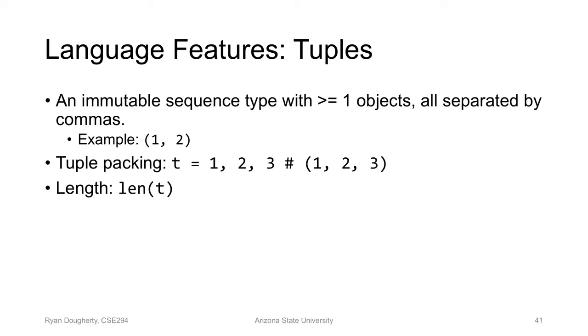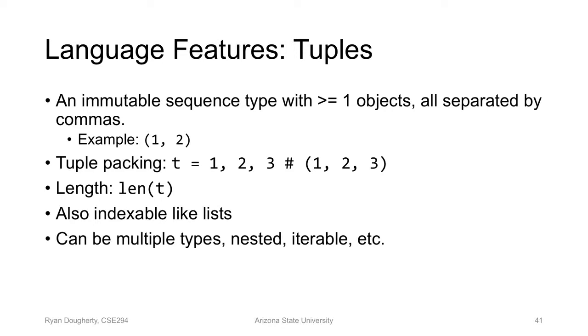Just like pretty much all sequences, you can do a len on this. It's indexable, so you can say T of 0. It works the same way. Also, multiple types, nested iterables, so you can do pretty much exactly the same thing as with a list, but the only thing different now is that, obviously, it's at least one object, non-empty, and immutable. So you can't update any elements, and obviously you can't add elements to a tuple.